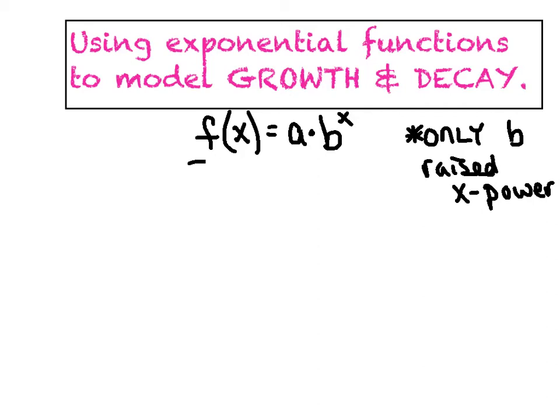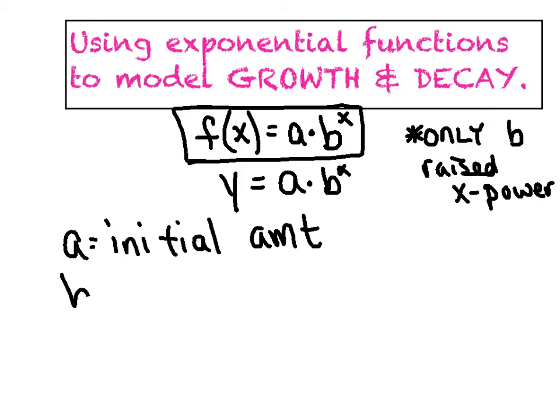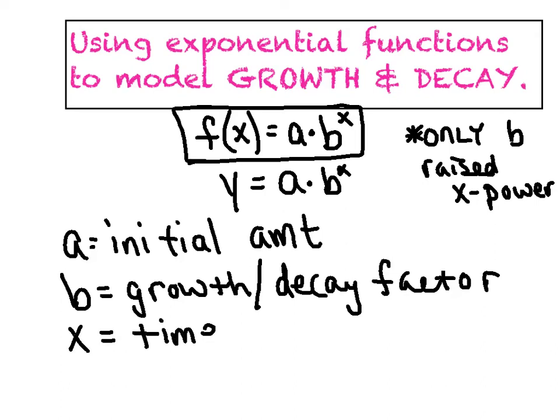As we try to describe some of the letters here in this crazy function, sometimes I just like to rewrite it as y equals a times b to the x. The letter a represents the initial amount. That'll make more sense as we dive into some examples. B represents either our growth or sometimes our decay factor. X represents time, whether it be 2 days, 2 hours, 2 minutes, or 2 seconds. X will represent the amount of time that has elapsed, and then y represents the ending amount.